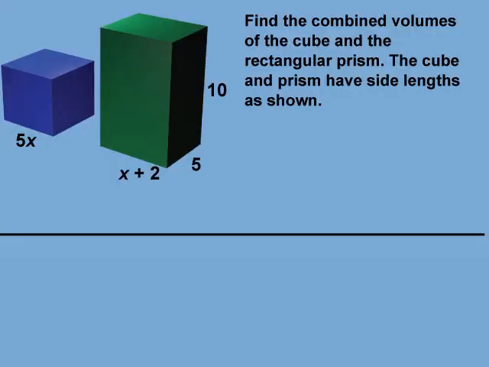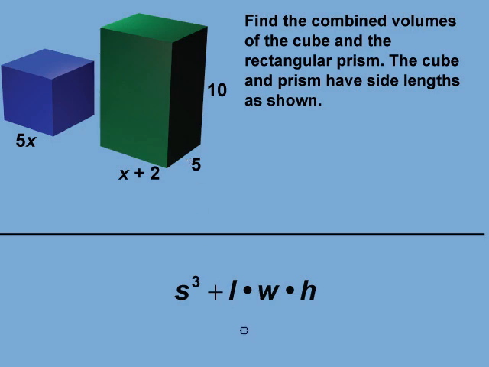Find the combined volumes of the cube and the rectangular prism. The cube and prism have side lengths as shown. The volume of the cube is the side length cubed, and the volume of a rectangular prism is the length times the width times the height. This expression can be used to find the combined volumes. S cubed is the volume of the cube. L times W times H is the volume of the rectangular prism.